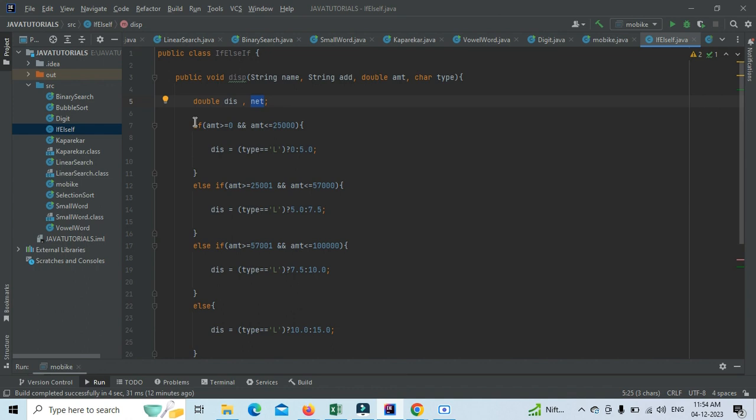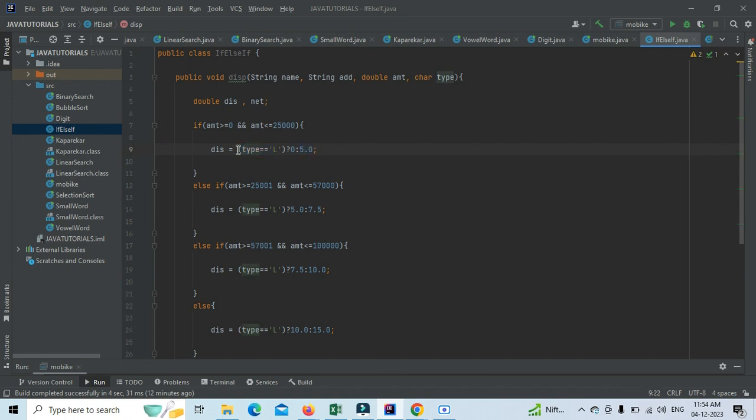Now here we start the if-else-if ladder. If-else-if is as if a ladder, like a ladder has a series of steps. Similarly here we have if-else-if statements as if a ladder. That's why it's called an if-else-if ladder. So the first step is that if the amount is greater than 0 and the amount is smaller than 25,000, then our discount percentage was, for laptop we had 0% of discount, and for desktop we had 5.